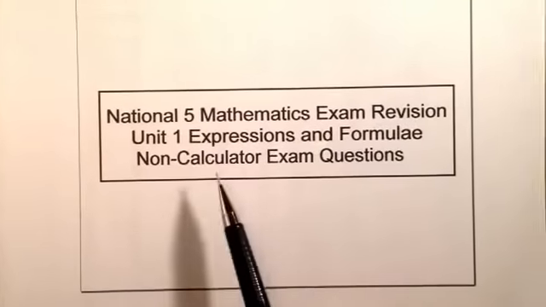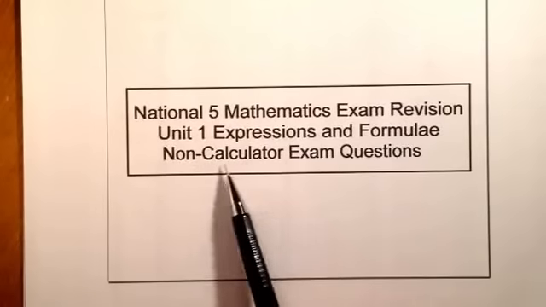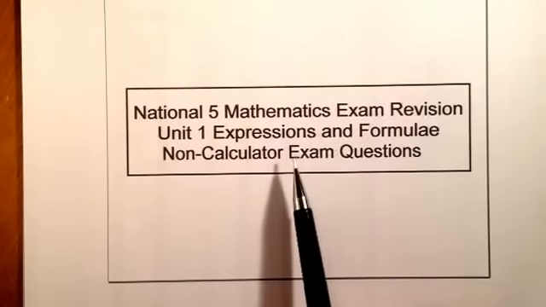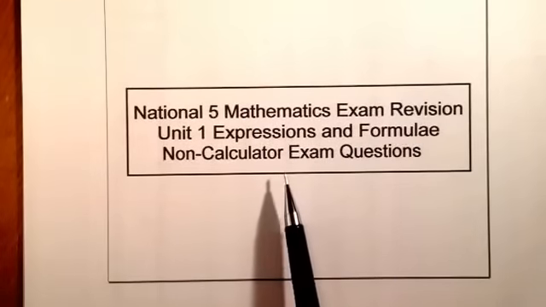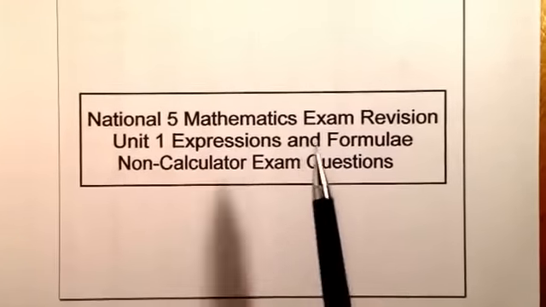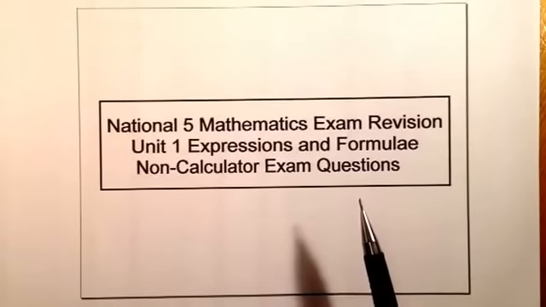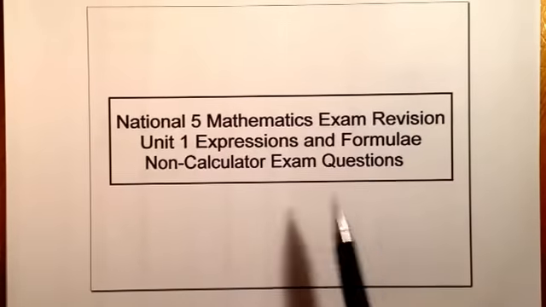This is National 5 exam or prelim revision. It's the first unit and we're looking at non-calculator exam questions. We'll have a variety of questions here: fractions, algebraic fractions, factorising, multiplying out brackets, surds and indices, and completing the square type questions. So a variety of questions that are here.